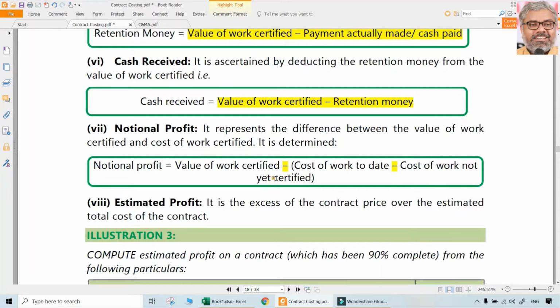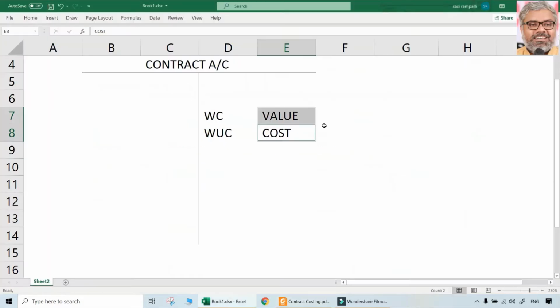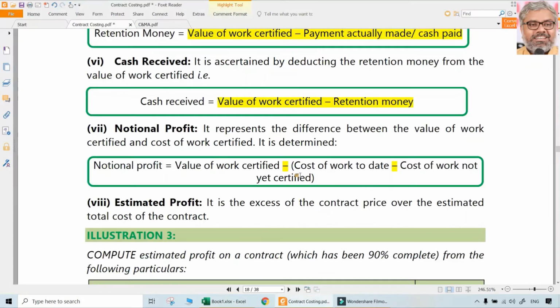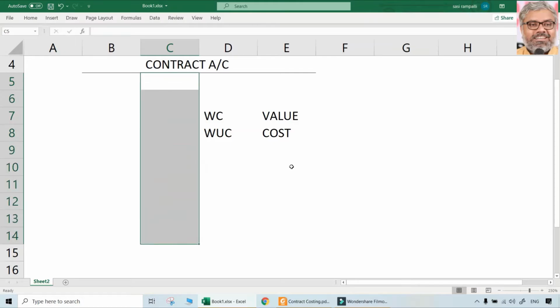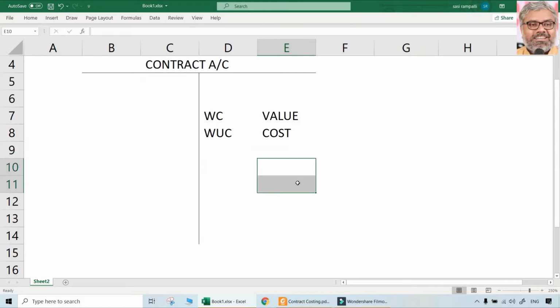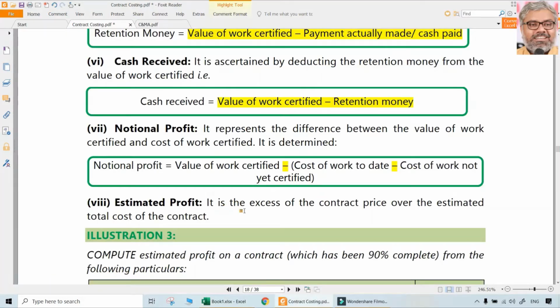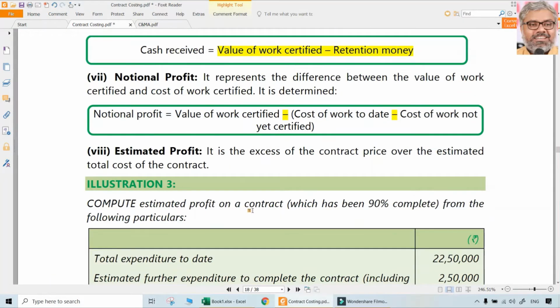So this is two things: value of work certified plus the cost of work uncertified minus cost of work to date. Okay, cost of work to date, not necessarily only the debits. That will be debits minus the plant at site and materials at site at the end of the period. So the net effect of contract account is simply notional profit, nothing else. But that is for the work already done.